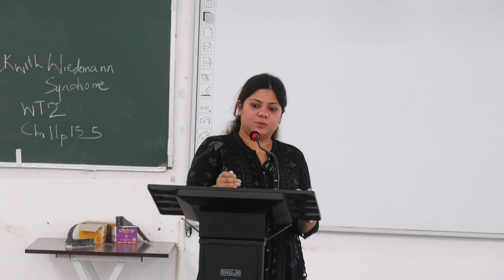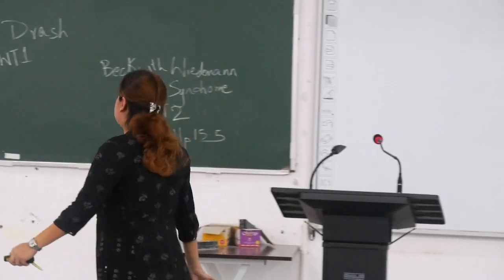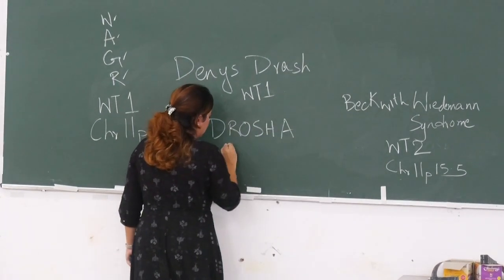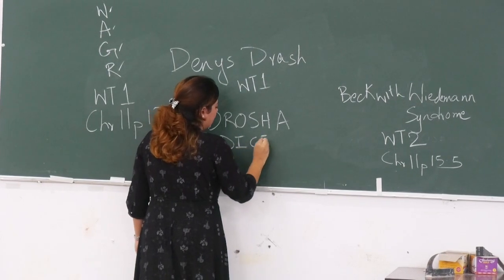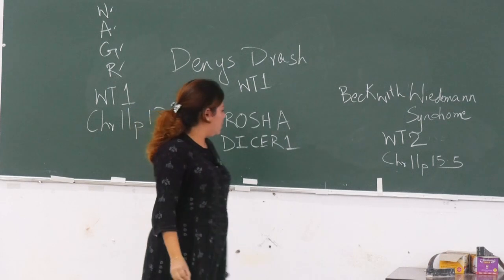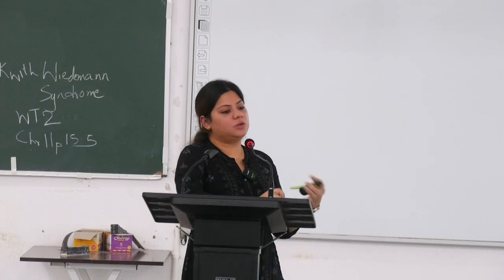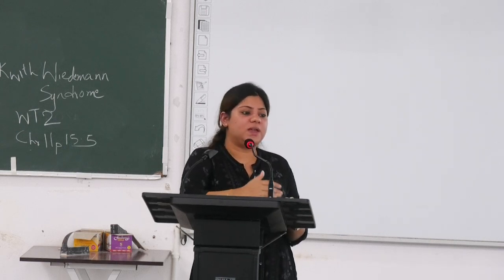Apart from that, it can be sporadic. Sporadic Wilms may or may not have mutation in WT1, can be associated with other genes like Drosha, Dicer 1. These are associated usually with sporadic Wilms. Now, Wilms tumor is one of the tumors conquered by USA, actually, because the mortality for Wilms was very high. About a few decades ago, mortality was about 70%. The 5-year survival rate was about 30%. Now it is 90 to 100% because Wilms tumor is very chemosensitive.